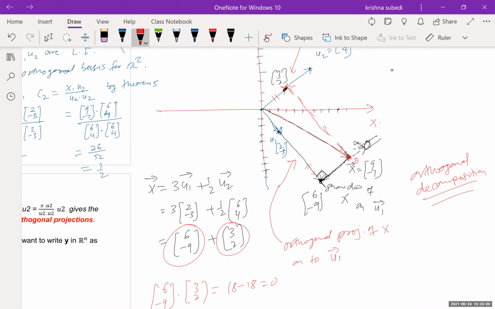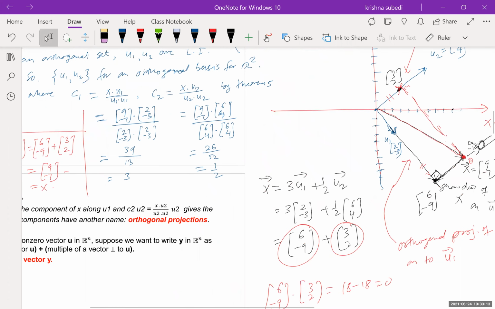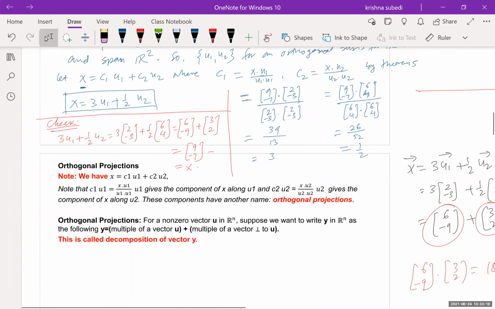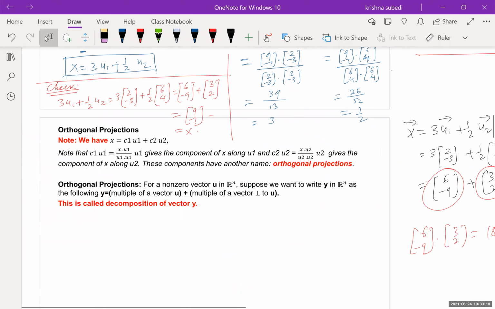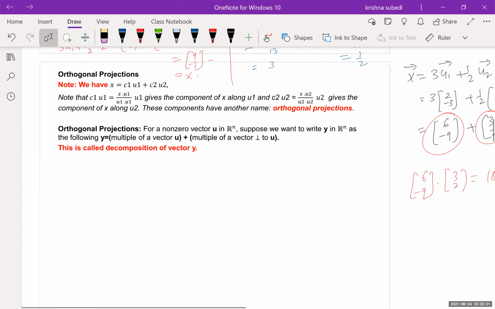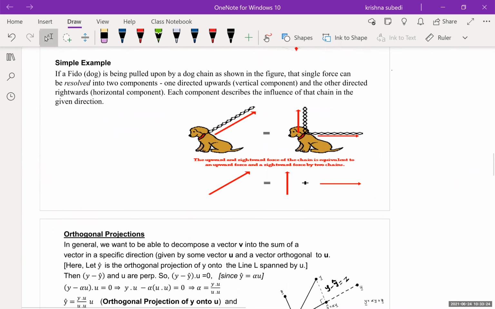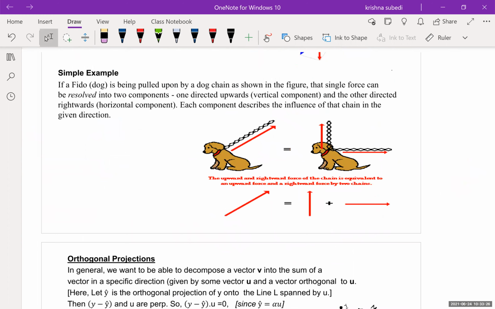Okay. Now the question is, why do we need orthogonal decomposition? Does it have any applications in the real world? Let's look at that question now. So imagine you have your dog. I don't know how many of you have a dog as a pet. Many of you, I think.